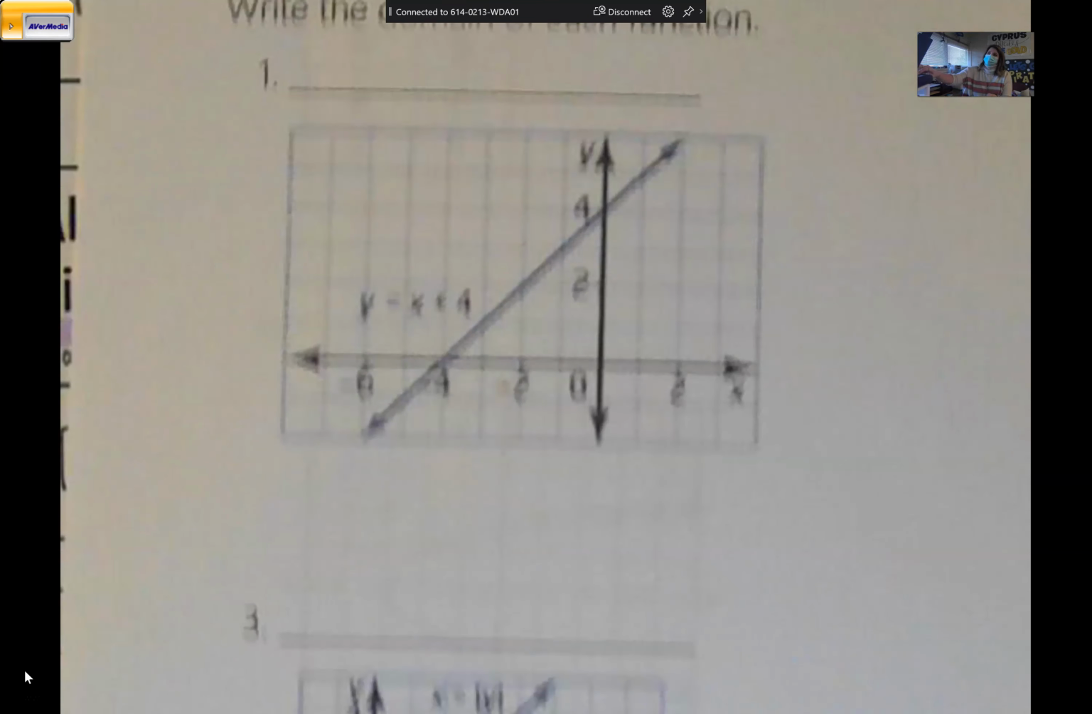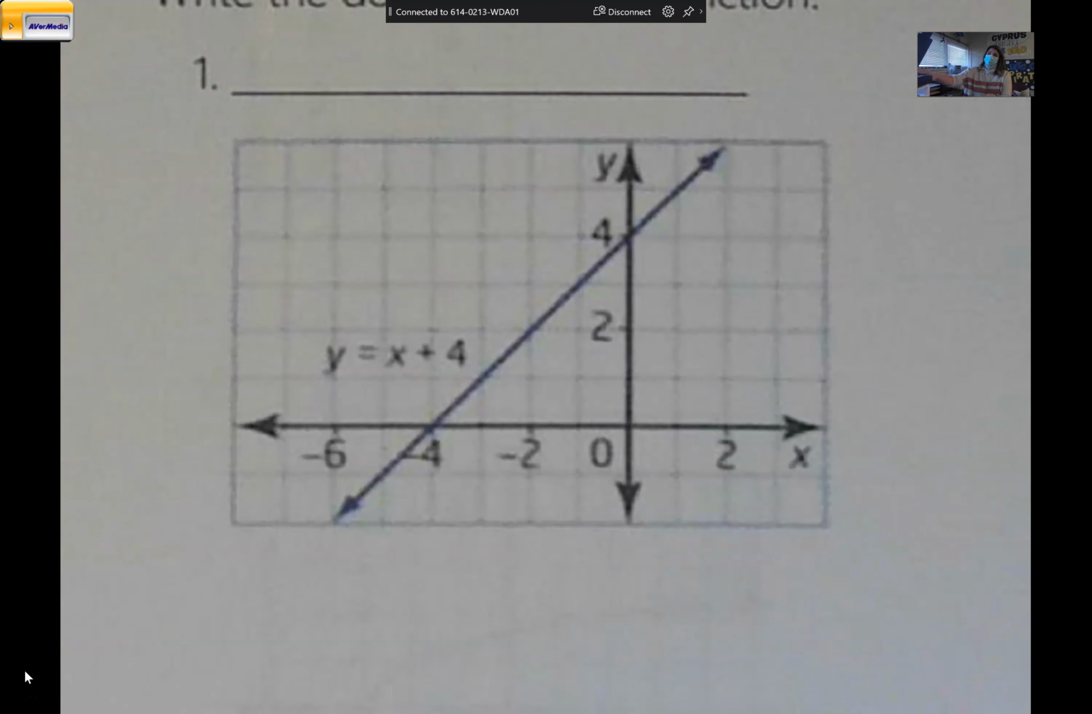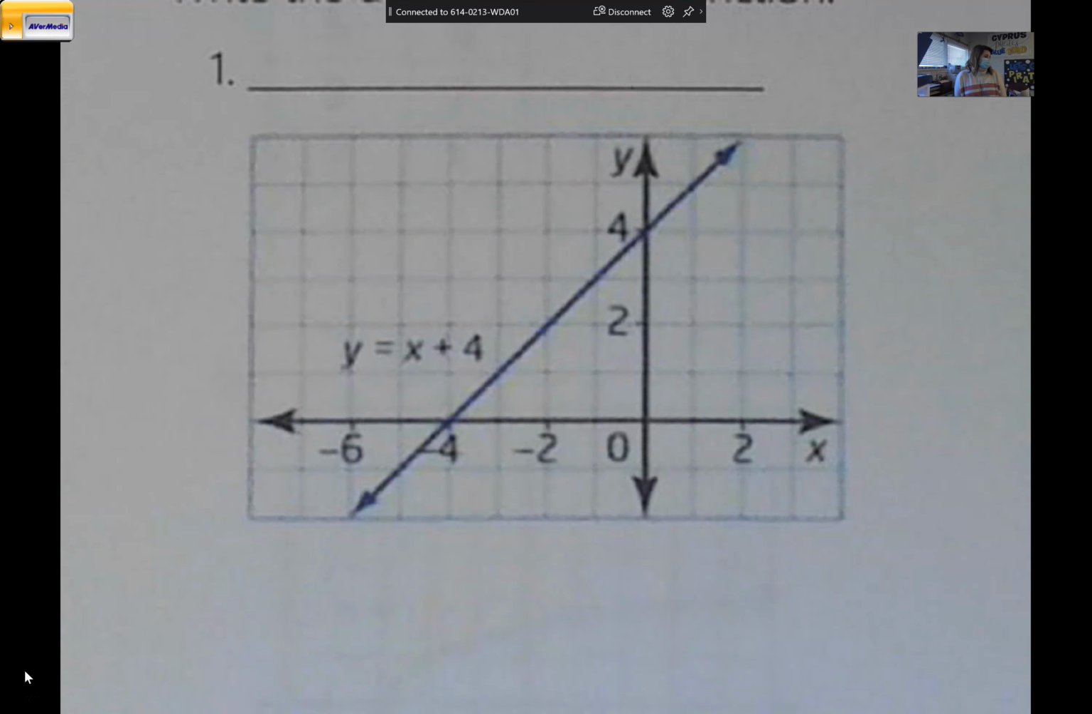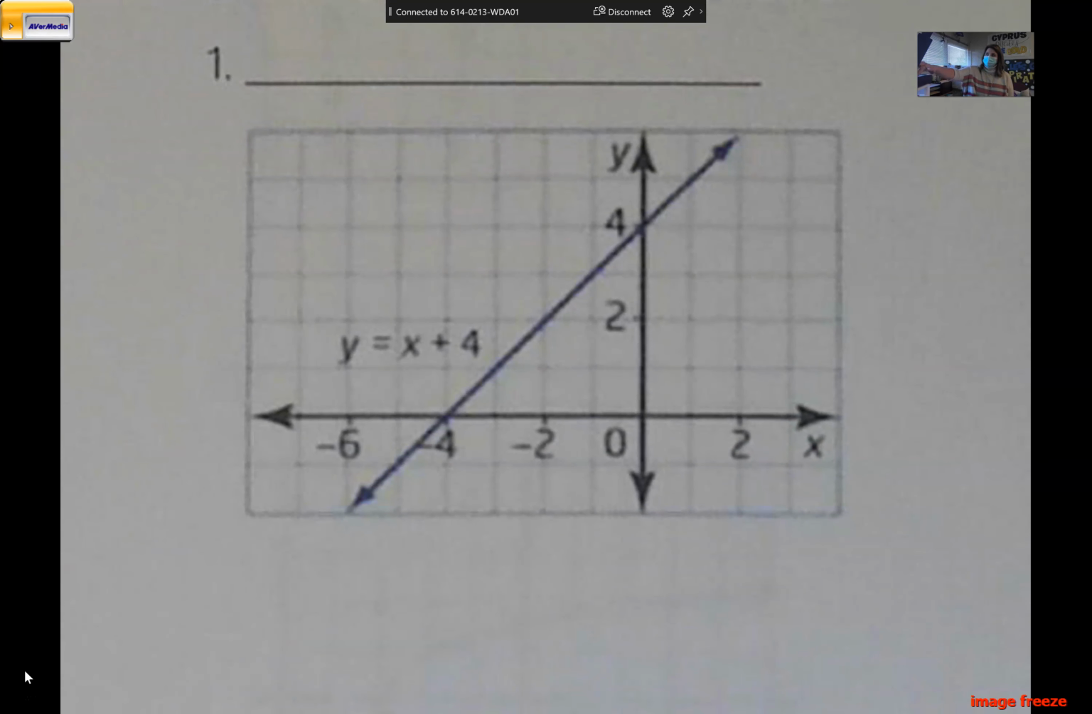Okay, here's your first one. I don't care if you use interval notation or inequality notation. It is up to you. I'll give you like 45 seconds so that you have enough time.